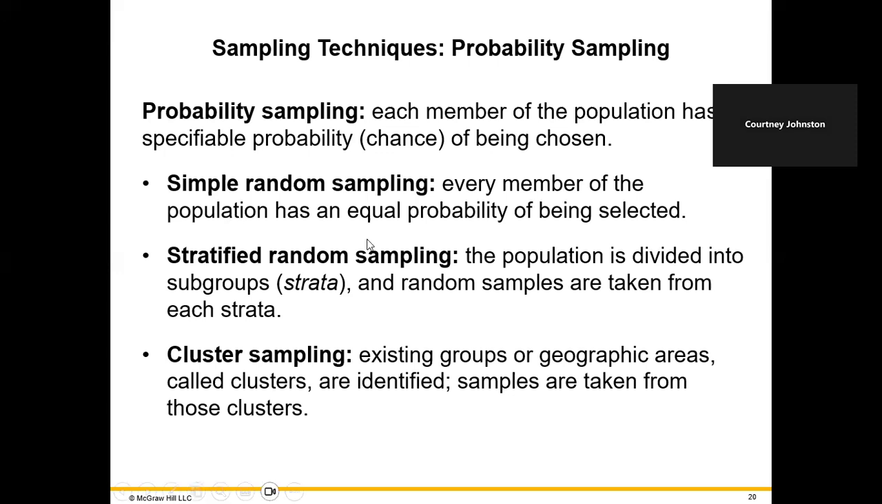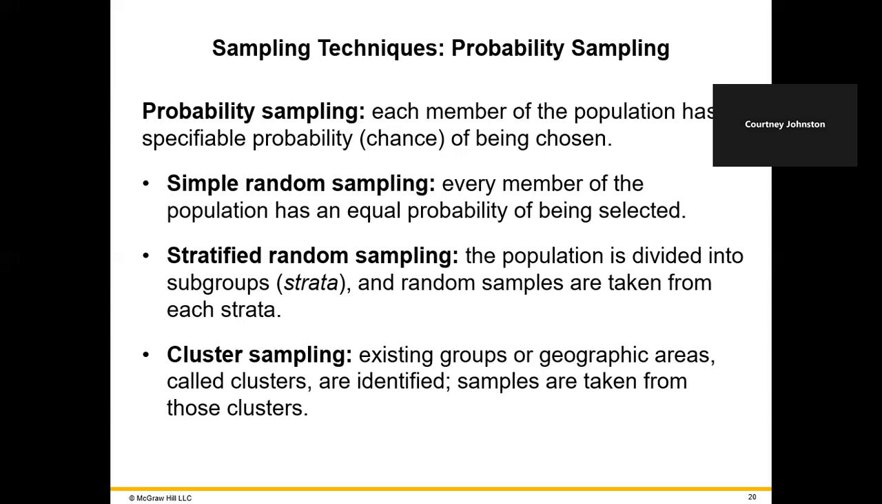Simple random sampling is a type of this, and every member of the population has an equal probability of being selected, in that you basically choose names out of a hat. There's also stratified random sampling. The population is divided into subgroups, and random samples are taken from each strata. So maybe you have age groups, like 18 to 28, 29 to 39, 40 to 50. Those would be strata.